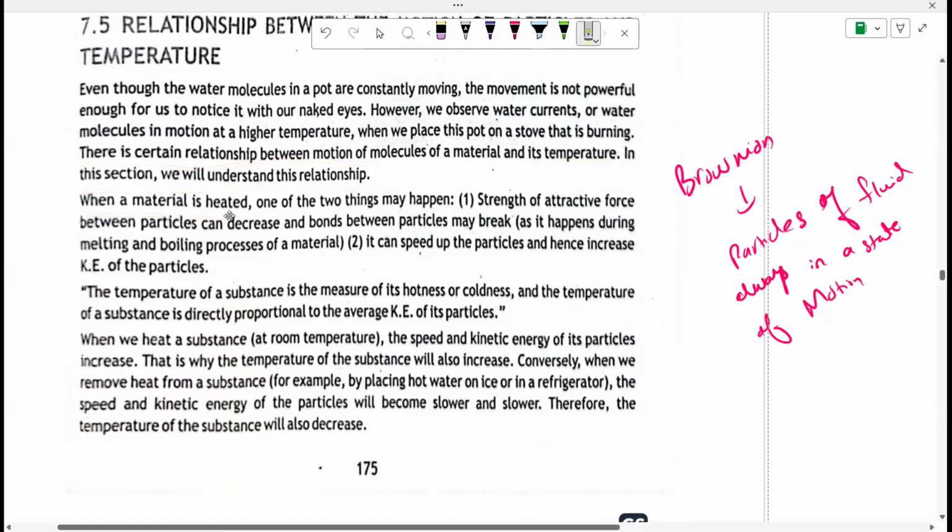When a material is heated, one of two things happens. Strength of the attractive force between the particles can decrease and bonds between the particles may break, as happens during the melting and boiling process for a material. Or it can speed up the particles and hence increase the kinetic energy of the particles.